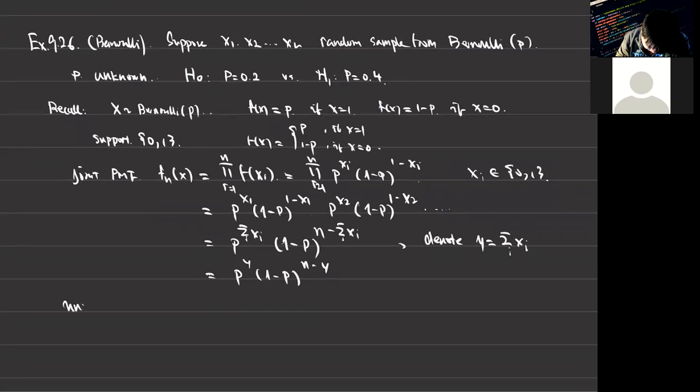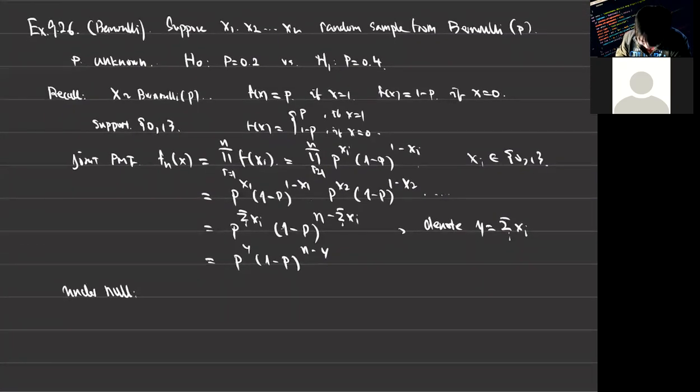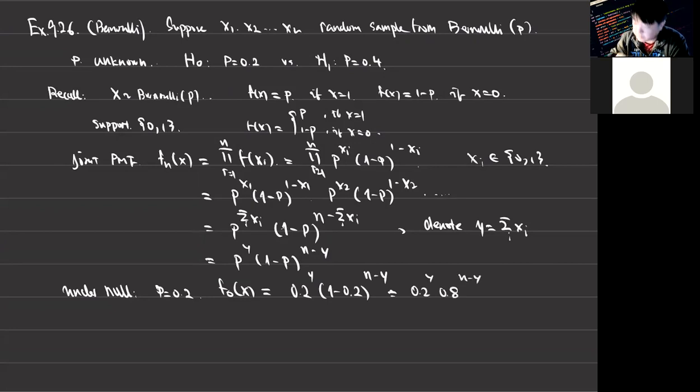What's happening here under the null? Under the null, p equals 0.2. That's the assumption, that's the hypothesis. Under the null, p is 0.2, 20%. So let's plug that in. I'm using this notation 0 here to indicate the f of x under the null. So we plug in p equals 0.2. That means we have 0.2 to the power of y, 1 minus 0.2 to the power of n minus y. Obviously this is 0.2 to the y, 0.8 to the n minus y. All right, so that's for the null.